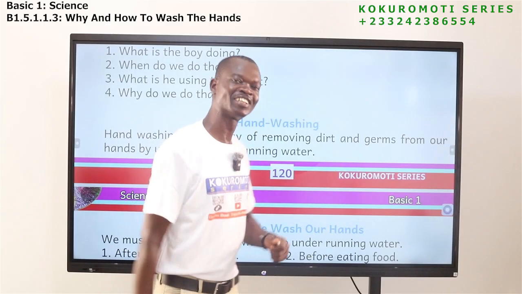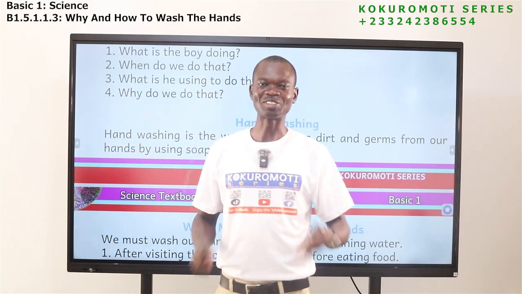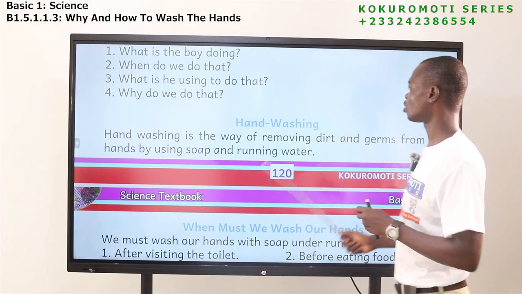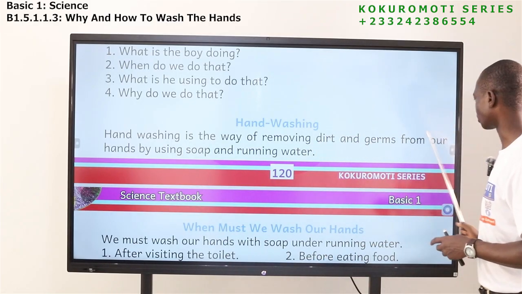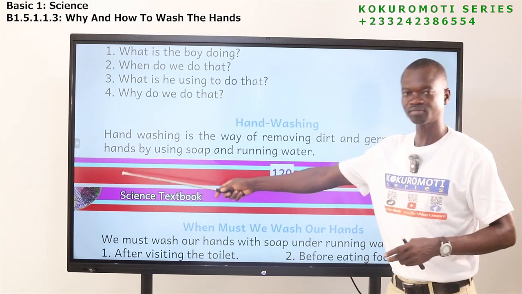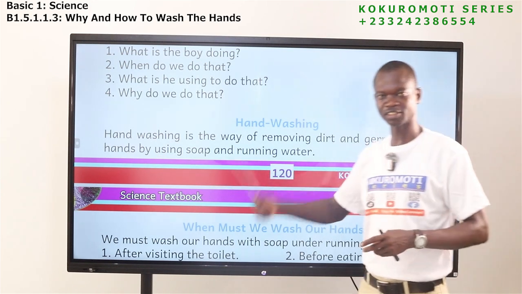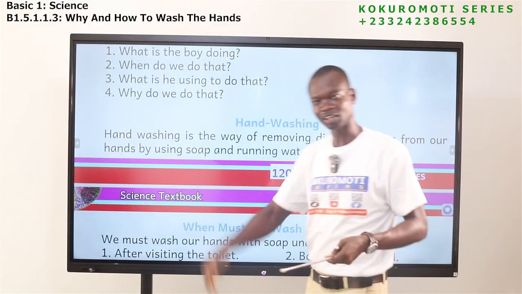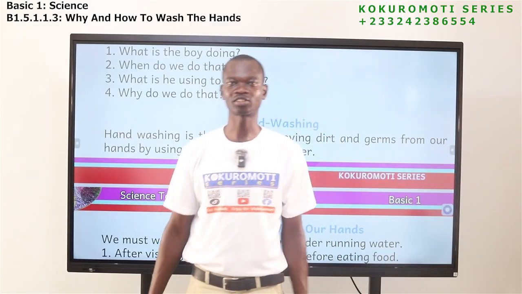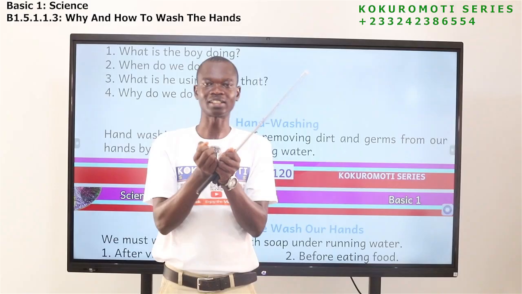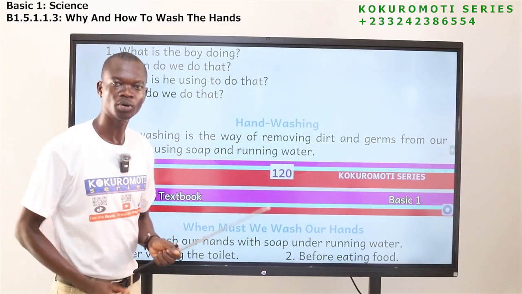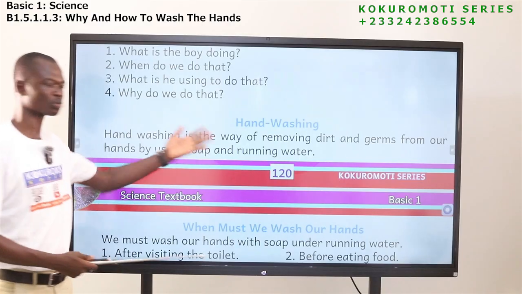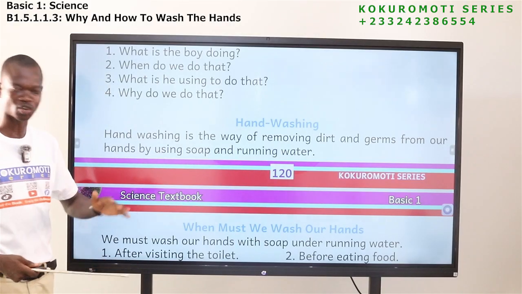Water that is running. So we are going to look at what running water is. So hand washing is a way of what? Removing dirt and germs from our hands. We remove dirt and germs from our hands, not our head. Hand washing is not about the head. Hand washing is not about the legs. Hand washing is not about our stomach. It's about the hands. Using what? Soap and running water to remove dirt and germs from our hands. That is what hand washing is all about.